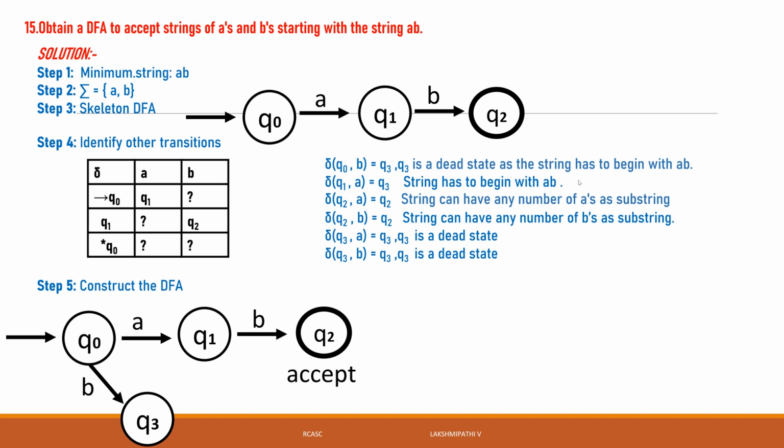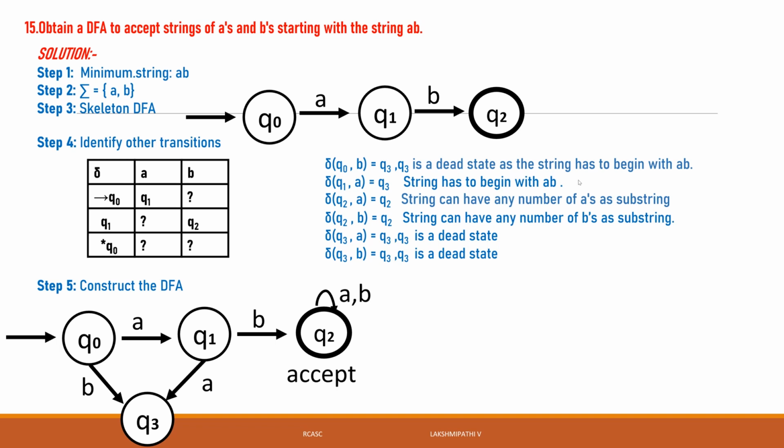Then once again q1 of a is also q3 only, because that is also a trap state. Why are we taking the trap state? Because the string starts with ab, not ends with ab. The string starts with ab, at the beginning it is always compulsory. If you have ab, then any number of a's and any number of b's. Then q2 of a is q2 only, and q2 of b is also q2 only. After ab, if a comes, it will be in the final state. B also it will be in the final state.